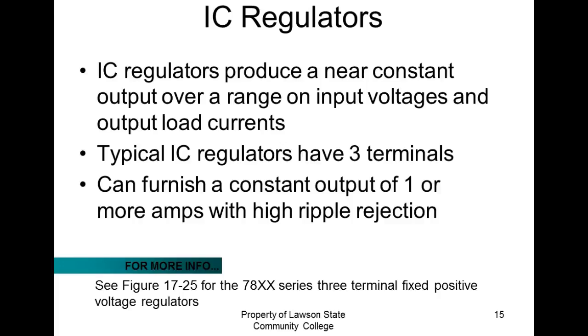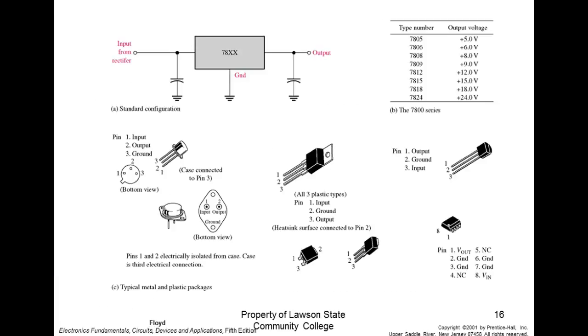IC regulators produce a near constant output over a range of input voltages and output load currents. Typically, your IC regulators will have 3 terminals. They can furnish constant outputs, or you can make them variable. This figure is out of another book. The standard series of fixed regulators are what we call the 7800 regulators. These are positive regulators. There is the same set in the 7900 series, which this textbook didn't cover.